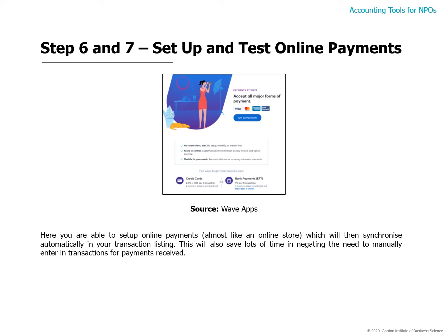Step 7, which is part of the same theme, requires you to go and test your online payment system. So there could always be some sort of a glitch or a problem where certain elements are not properly set up, or certain payment methods are not accepted. So you want to go in and just make sure that the payment system is set up and working correctly. So that's step 6 and 7.